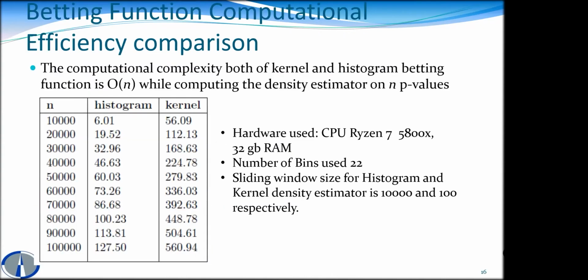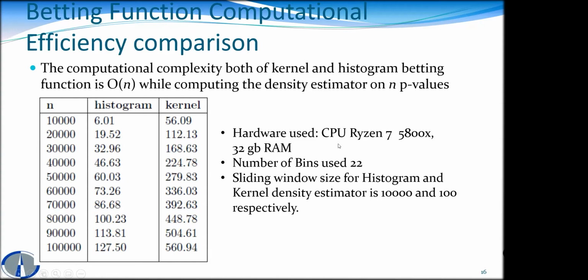Here we show a comparison of the histogram betting function with the kernel. Although the kernel might perform better if it is well tuned, unfortunately it's very slow, at least on my machine here. For this reason, we choose the histogram betting function. As we can see here, we have generated n p-values. At 10,000 p-values, the histogram needs 6 seconds, while the kernel needs 56. At 100,000 p-values, the histogram needs about 2 minutes. The kernel needs about 9 minutes.